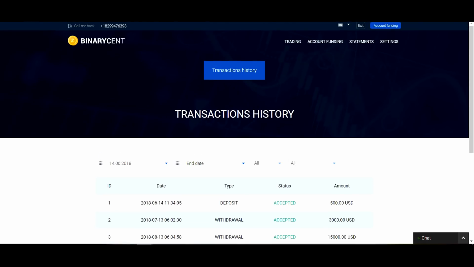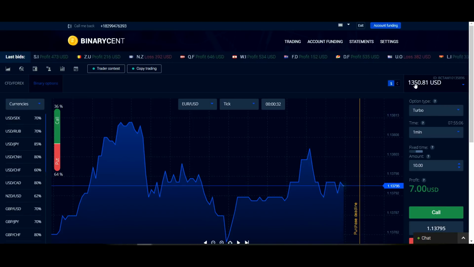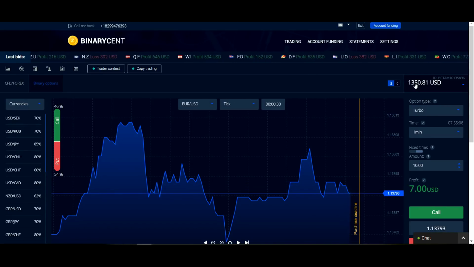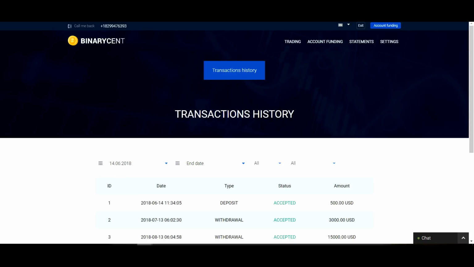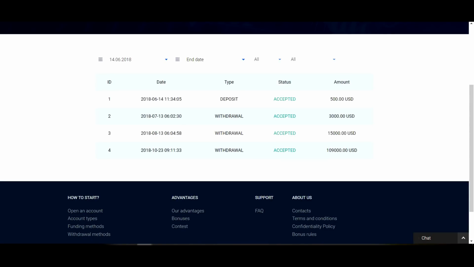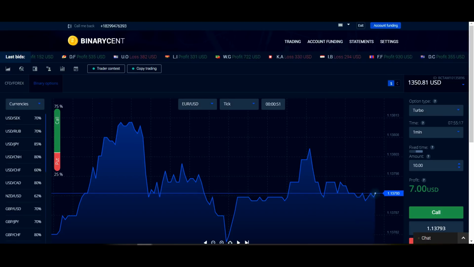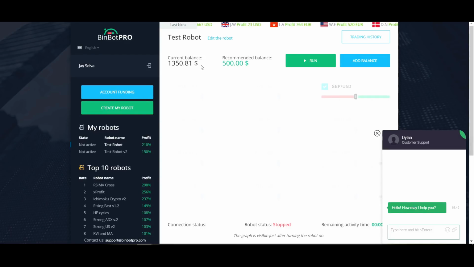Since I requested the withdrawal, my balance right now is no longer 110,000, so it was approved, right? You can see that the withdrawal was actually accepted instead of pending. So since it got approved, my balance right now for my Binbot Pro account stands at $1,350. Alright, so I will still continue to trade with Binbot Pro and show you guys more results, just to make sure that the methods are still working very well.